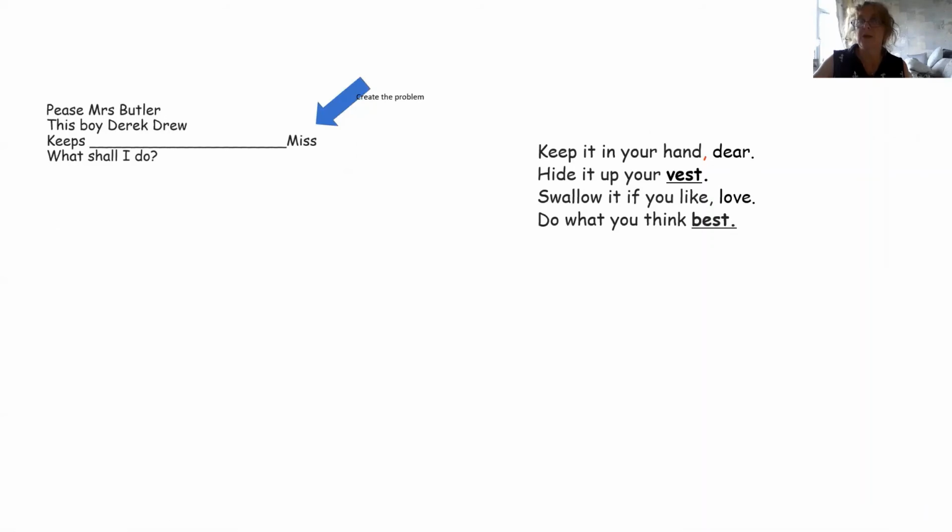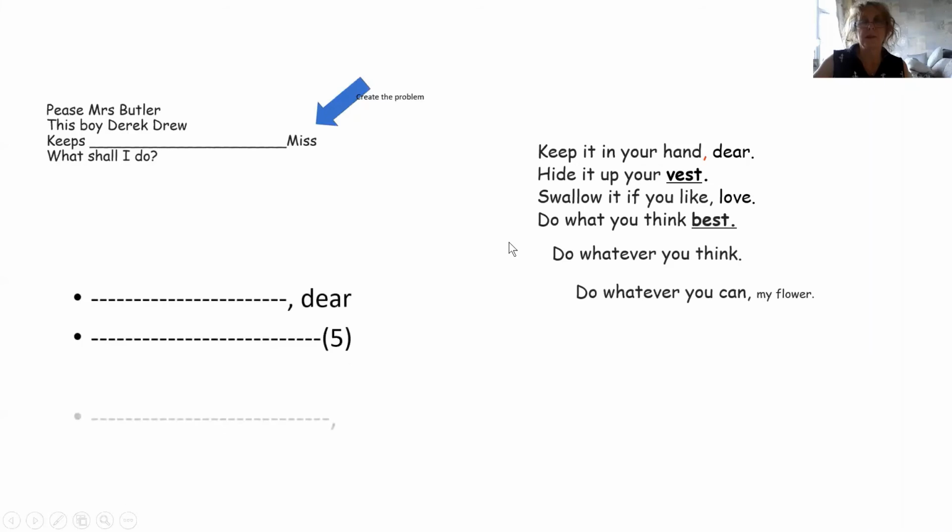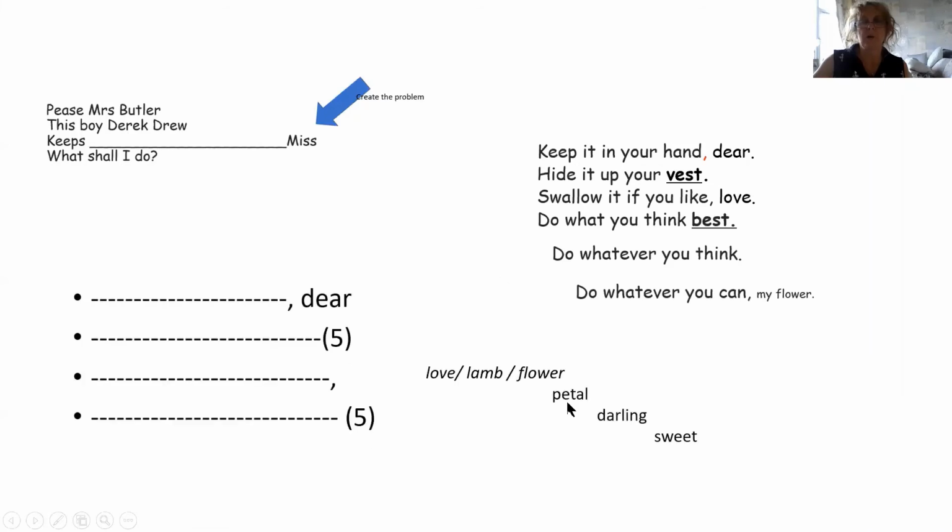So you might do the same. And she always thinks of another name there for love. What else did she use? Can't remember. I've got it down here. Let's have a look what she uses. There we are: petal, darling, and sweet. So she always thinks of another something nice to say to the child. And the last line, do what you think best, do whatever you think, do whatever you can. You might think of adding a little bit like that.